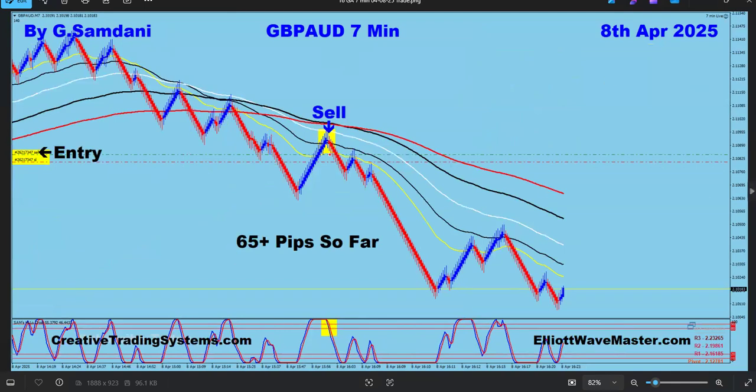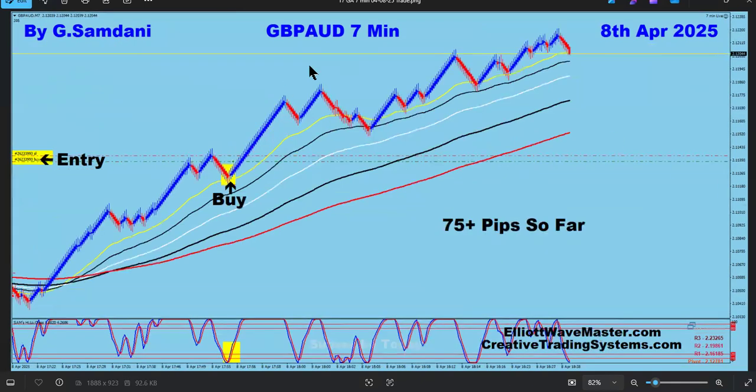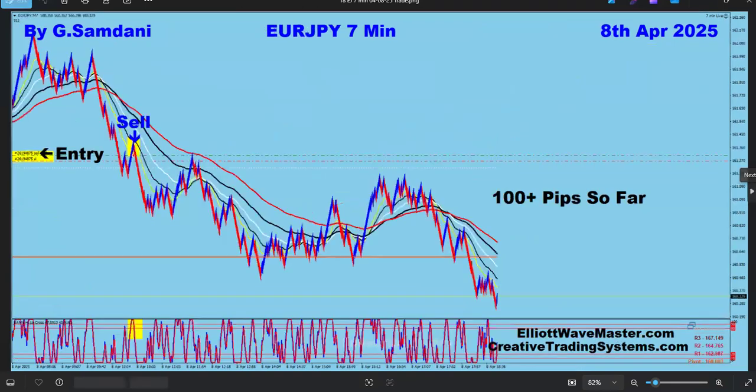On the 8th, again, coming down this much. And then pound Aussie going to the upside again on the 8th. And a beautiful entry is right there, right? Only 75 pips. So I was just doing hit and run because everything was moving very, very fast.